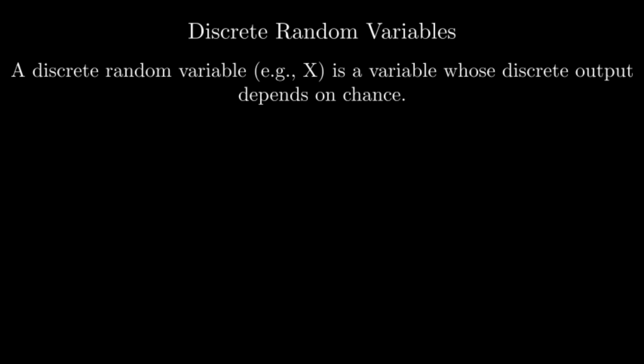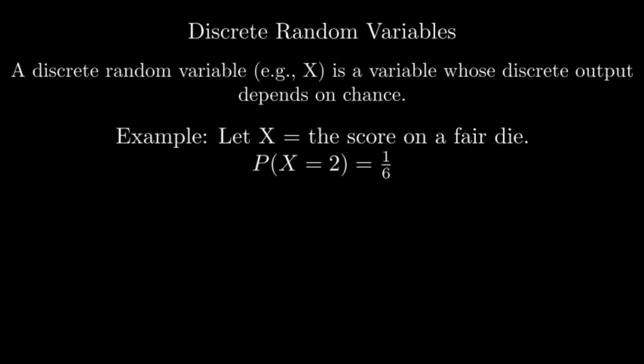For example, if we roll a standard 6-sided die, the score we get is a discrete random variable. It can only be 1, 2, 3, 4, 5, or 6. We can then talk about the probability of this variable taking on a specific value. For instance, we can write a statement like P(X = 2) = 1/6. This simply means the probability that the score on the die is 2 is 1/6. This notation is central to our work in this chapter.